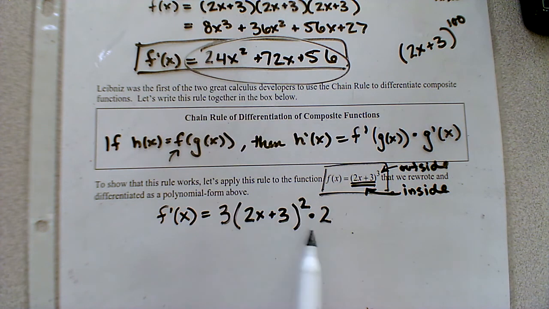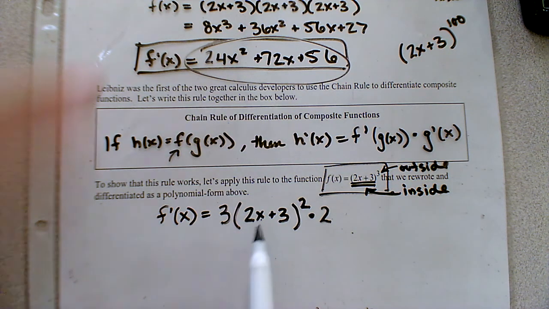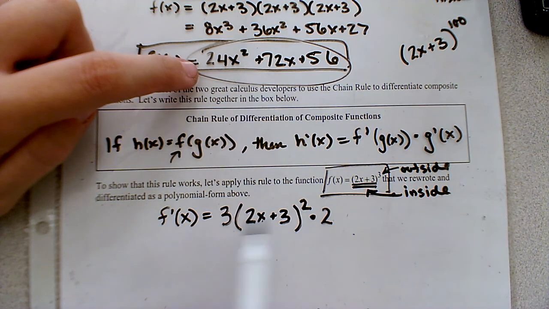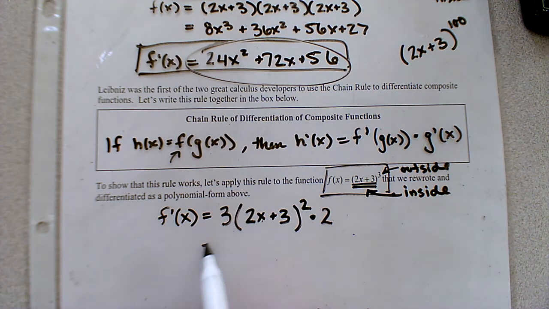So this is what the chain rule initially gives us. The derivative of the outside, keep the inside, times the derivative of the inside. So this does not match the previous derivative that we had, but we should probably expand this just to see that they are the same.